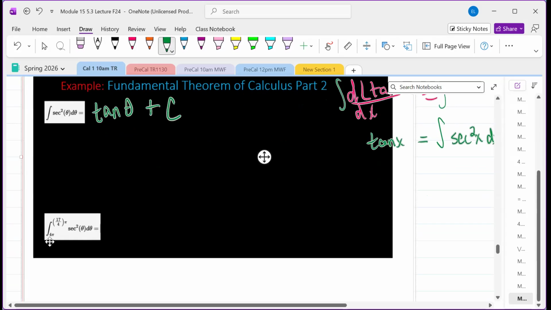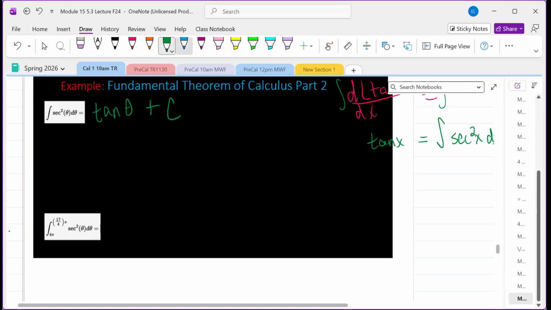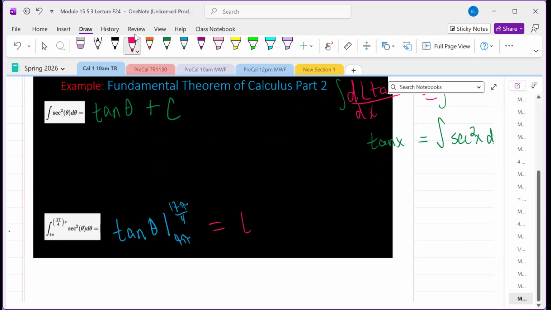All right, now down here, they gave us some bounds to work with. They're kind of ugly bounds, but our calculator will handle them. So we are going to take tangent theta and evaluate it from 4 pi to 17 pi over 4. So this is the tangent of 17 pi over 4 minus the tangent of 4 pi.